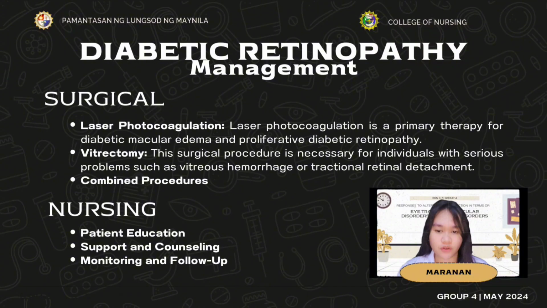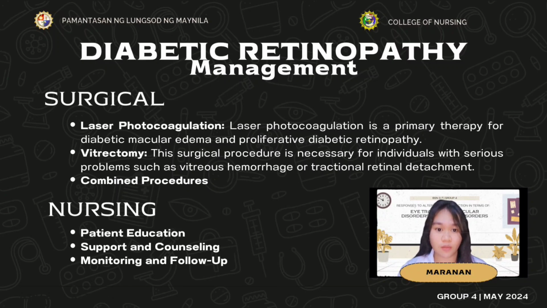For the nursing management, we have patient education. For health teaching, nurses provide essential education on maintaining blood sugar control, adhering to medication regimens, and making lifestyle changes to manage diabetes effectively. They also emphasize the need for regular eye examinations. We also have support and counseling.